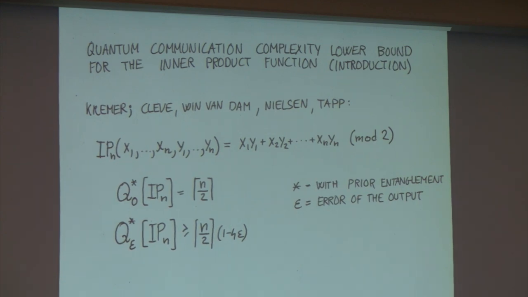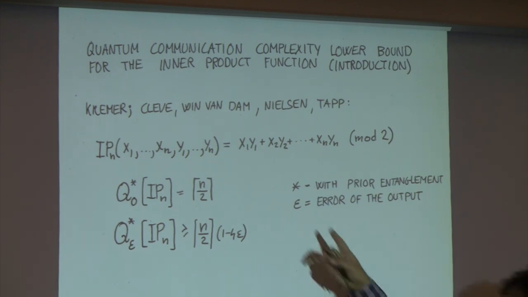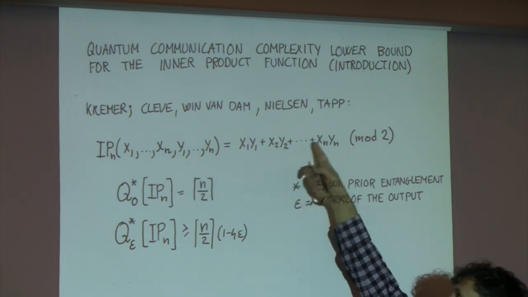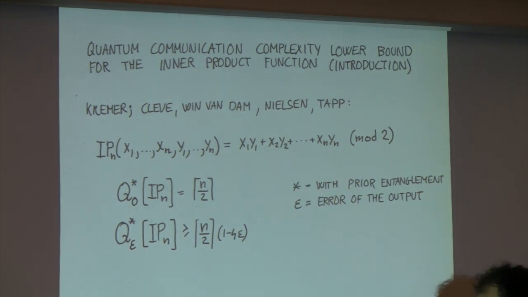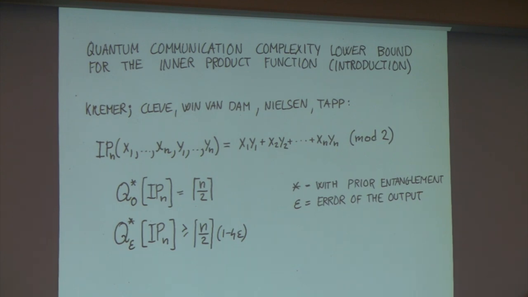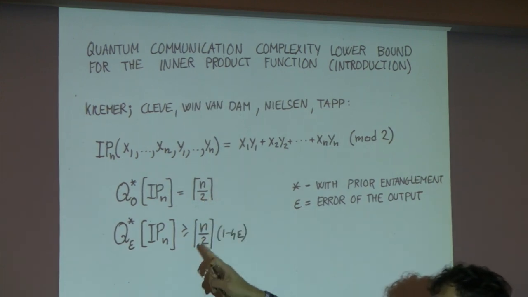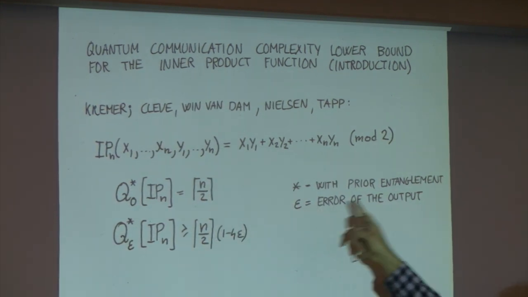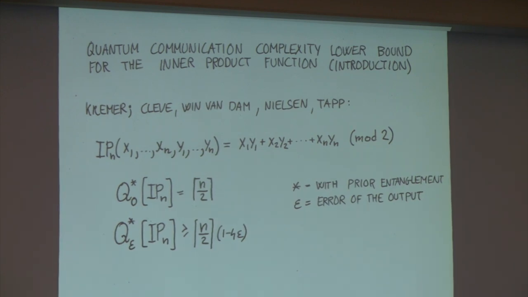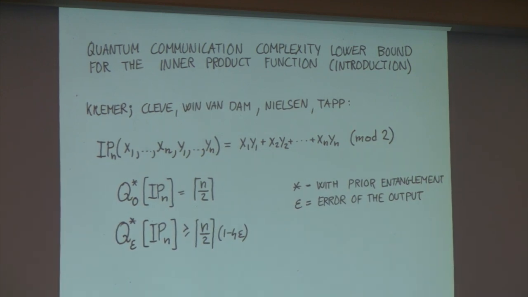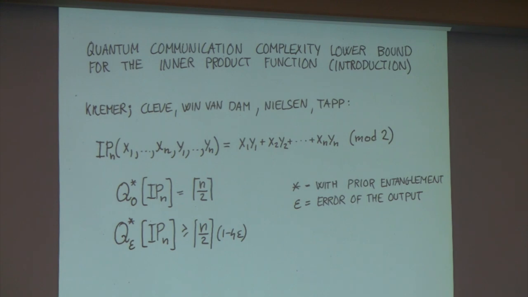intertwined way. The inner product function is simply the inner product modulo 2 that you know of, and the lower bounds that Kremer and later Cleve, van Dam, Nielsen, and Tapp obtained was n over 2, basically, for the error-free case, and a little bit less when there is epsilon error. And with prior entanglement, but let's forget about it. We don't need that.